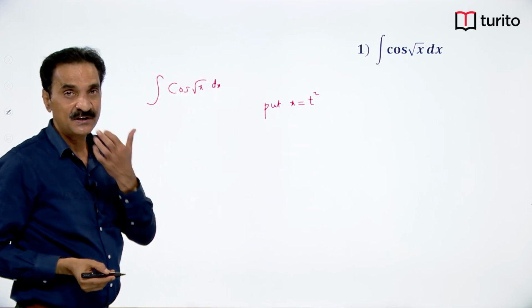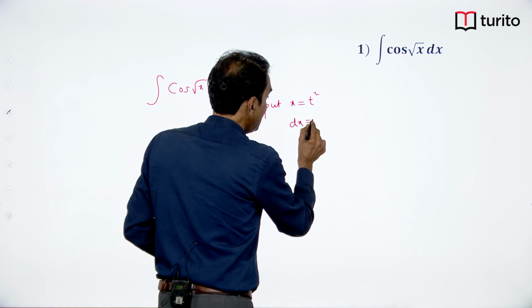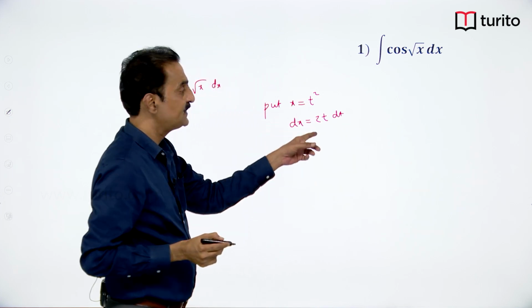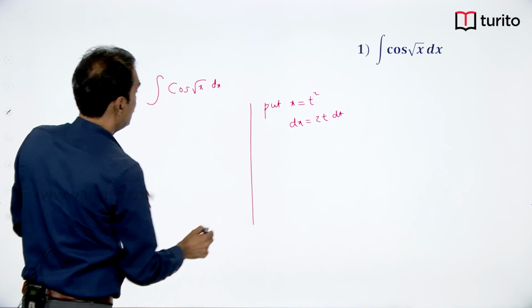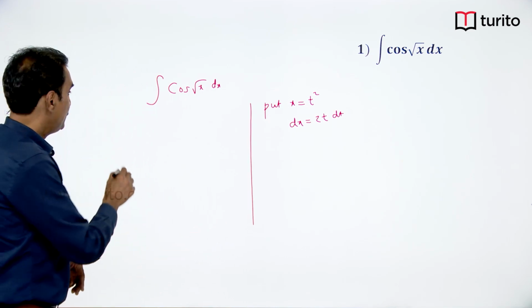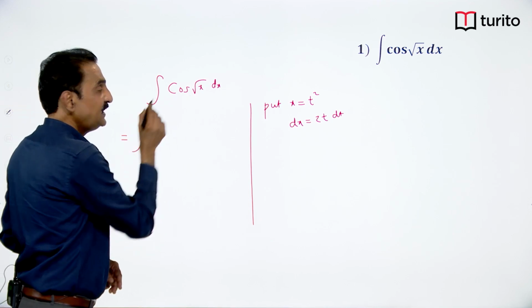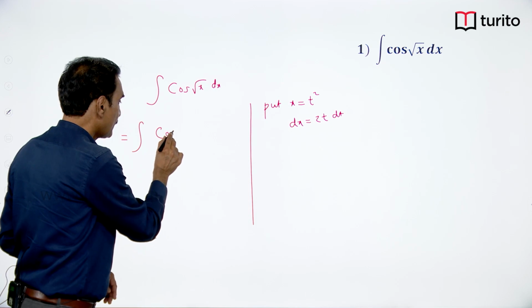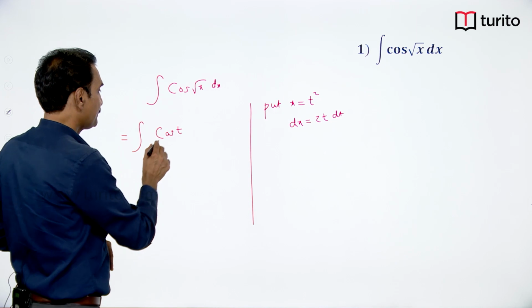Then differentiating on both sides, we get dx is equal to 2t into dt. Derivative of t square is 2t into dt. Then this integral will be cos t, root t square is t, so cos t into dx is 2t dt.